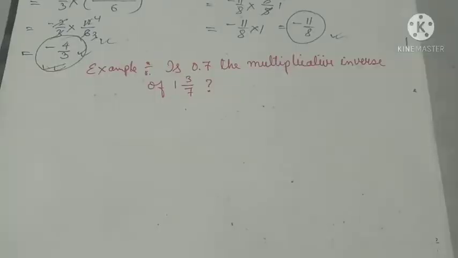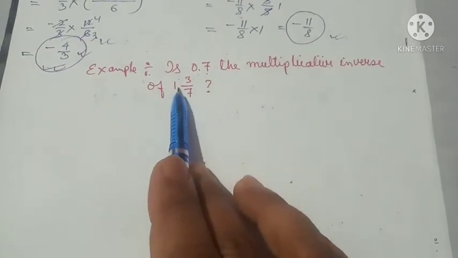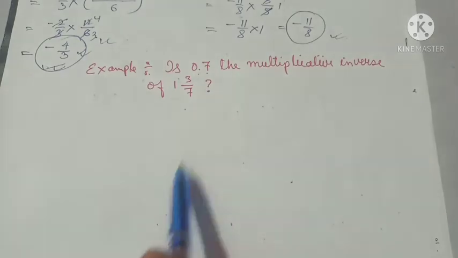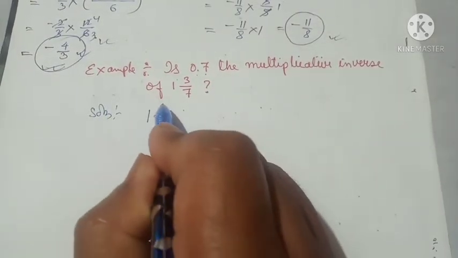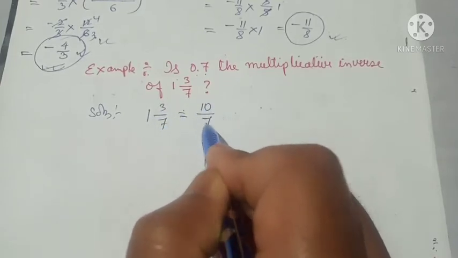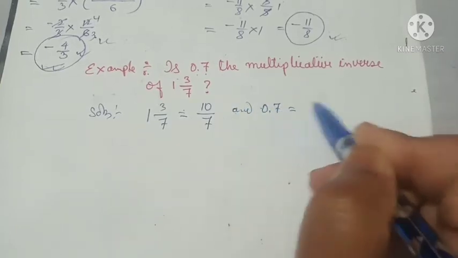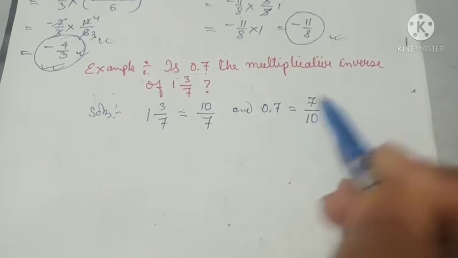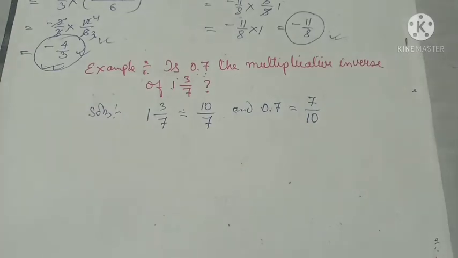Here is another example for the multiplicative inverse. Is 0.7 the multiplicative inverse of 1 whole 3 by 7? Let's solve this problem. In the solution, we have 1 whole 3 by 7 is equal to 10 by 7, right? And 0.7 is equal to 7 by 10.